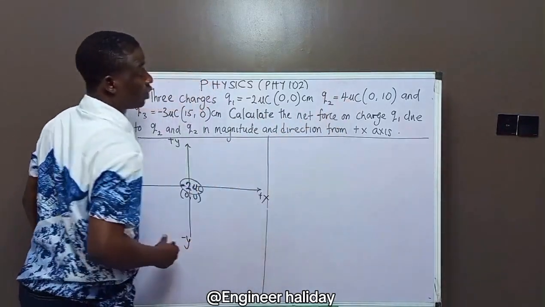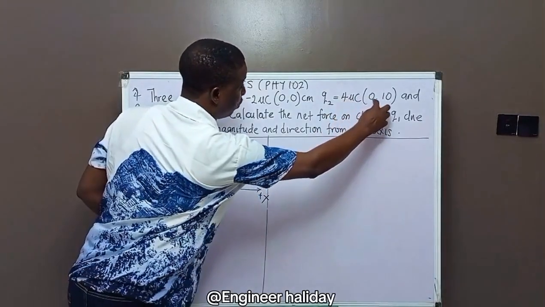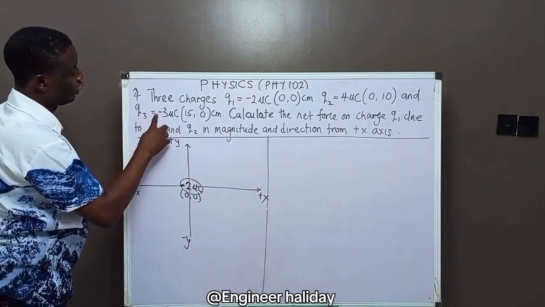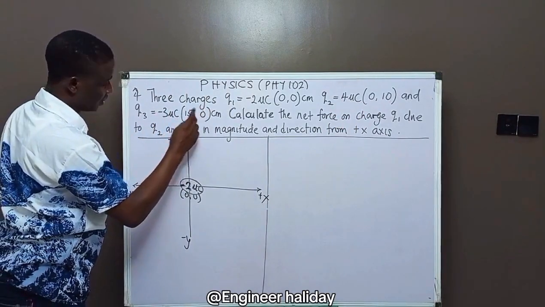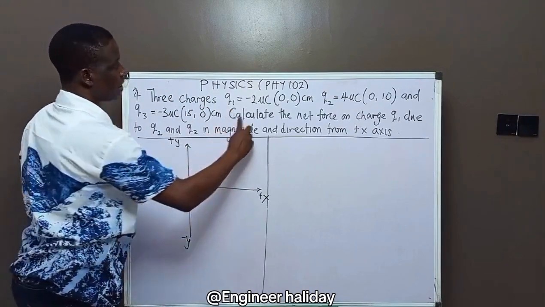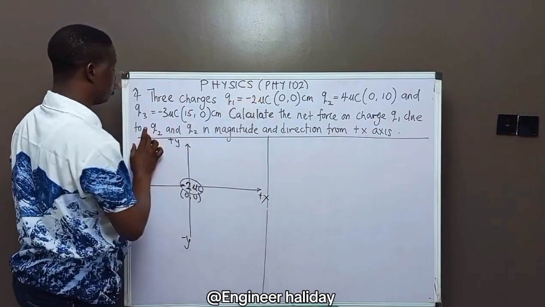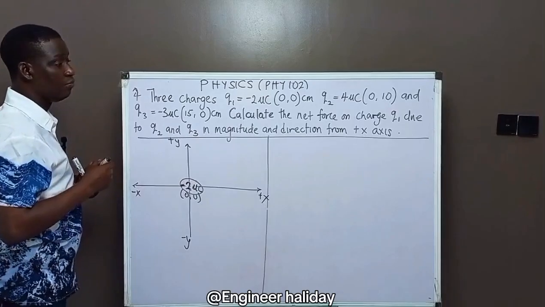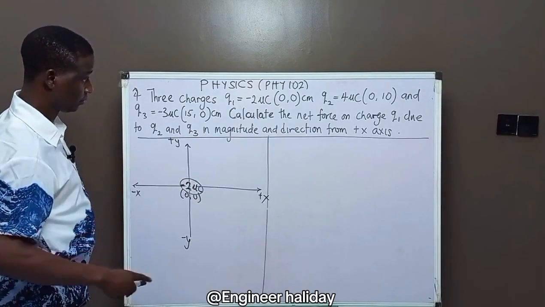Now Q2 is 4 microcoulombs, placed at 0, 10, and Q3 is minus 3 microcoulombs at 15, 0 centimeters as the coordinate. So you can calculate the net force on Q1, which is this one at the origin, due to charges Q2 and Q3, in magnitude and direction from the positive x-axis.